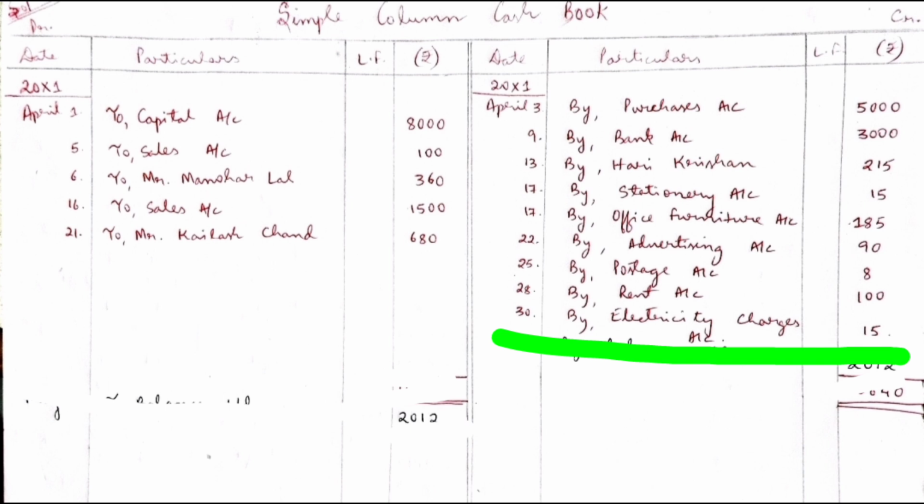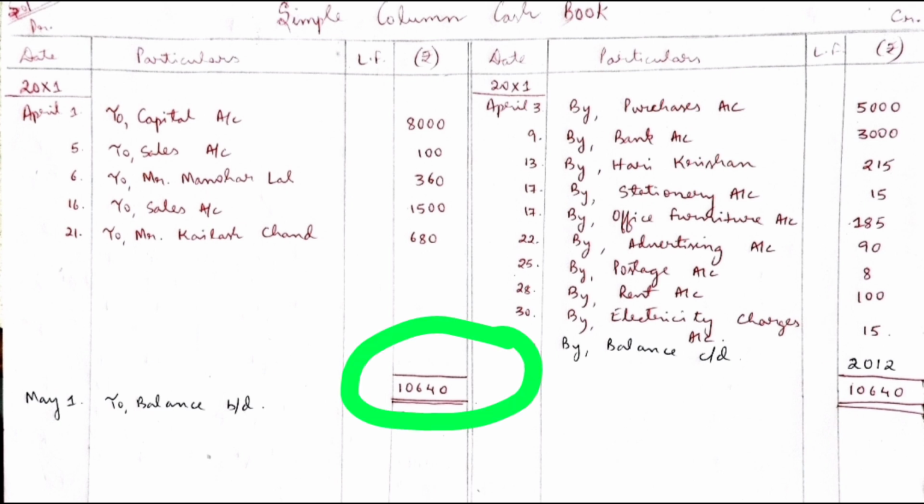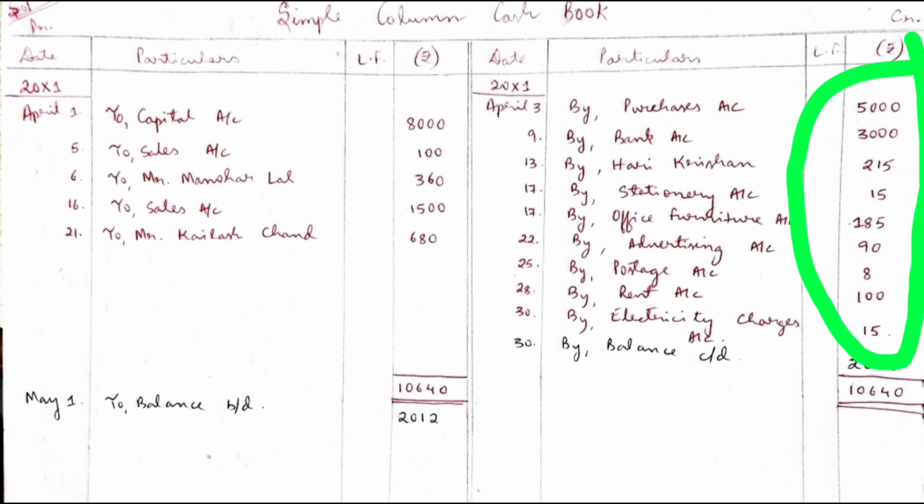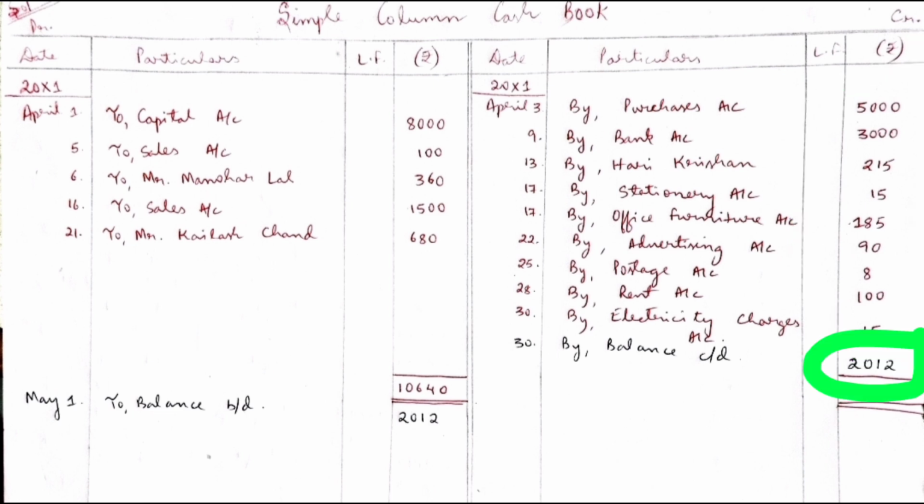Now, if you do the total, you will see that the debit side is greater than the credit side, which is 10,640. So we will write 10,640 on the debit side as well as on the credit side. Now, if you subtract these credit figures, you will get the balancing amount as 2012. All right, the balancing figure is 2012.